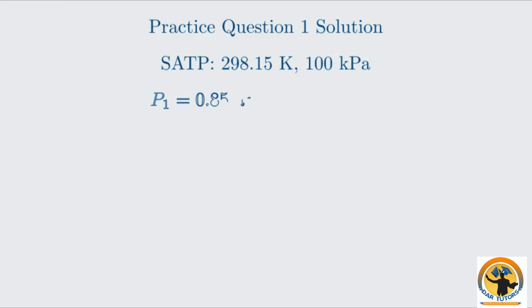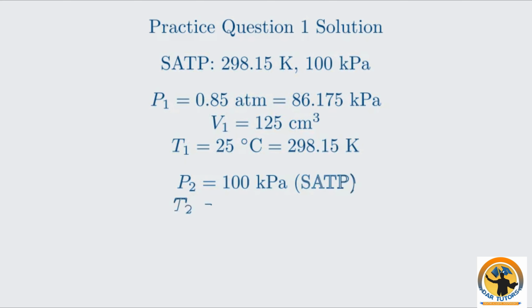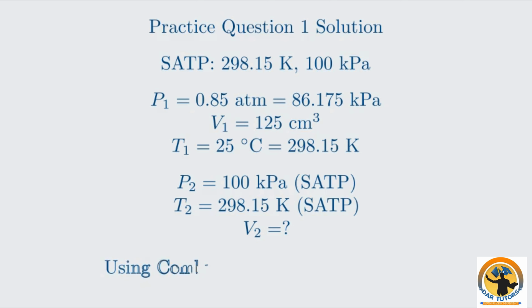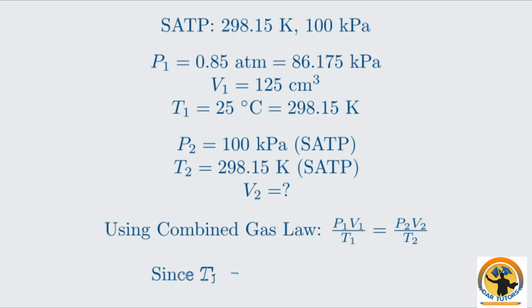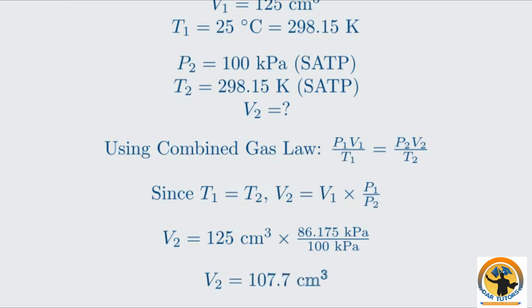Our initial temperature of 25 degrees C is 298.15 Kelvin. Our initial pressure of 0.85 atm is 86.175 kilopascals. We can see that the temperature is constant, which simplifies our equation. The final volume V2 is equal to V1 times P1 over P2. Substituting our values, V2 is 125 cubic centimeters times 86.175 kilopascals divided by 100 kilopascals. This gives us a final volume of 108 cubic centimeters.